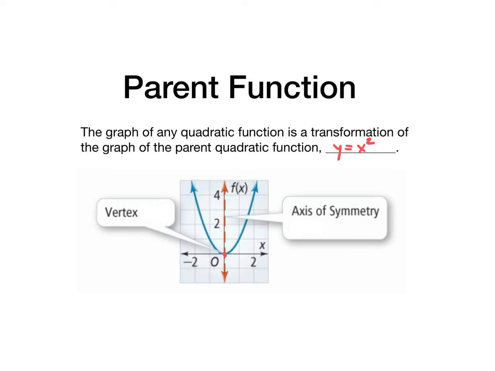Here, our vertex is at the very bottom. So what would our point for our vertex be? 0, 0. And then our axis of symmetry is x is equal to whatever our x value in our vertex is. So what's our x value in our vertex? 0. So x is equal to 0 is our axis of symmetry.